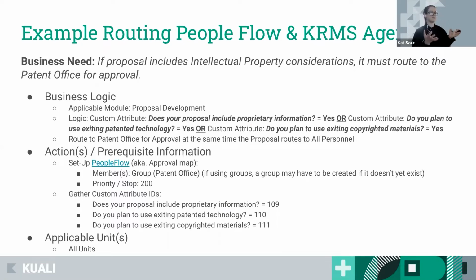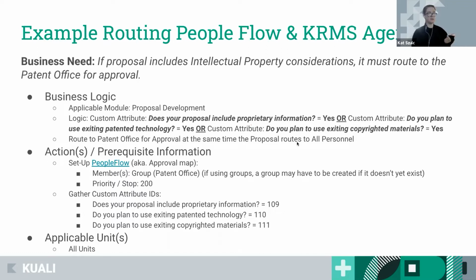So I have my business logic built out here. I know what custom data fields I'm looking at, and I know when I want to route to the patent office. Then there is some prerequisite information in addition to this logic that I'm going to need. One of it is I need to set up my people flow. Before I can create the agenda for this, before I can build the logic to route to someone, the first step I need to do is create this people flow.